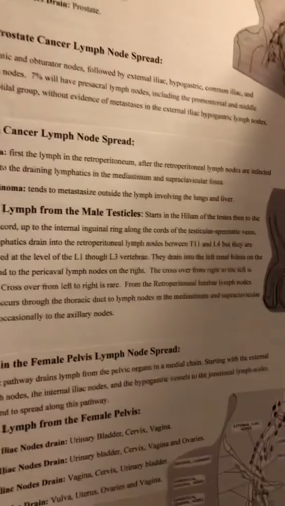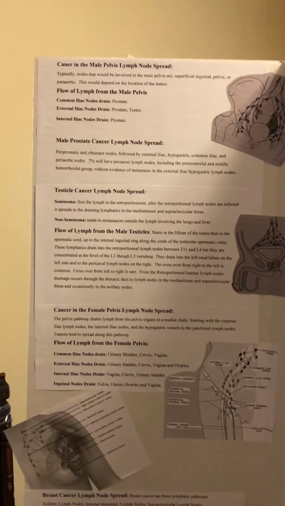Next, we're going to come over to this side and talk about cancer in the male pelvis and the lymph node spread. Typically, nodes that would be involved in the male pelvis are the superficial inguinal, the pelvic, and the para-aortic. This would depend on the location of the tumor, such as the prostate, the penis, or the testes.